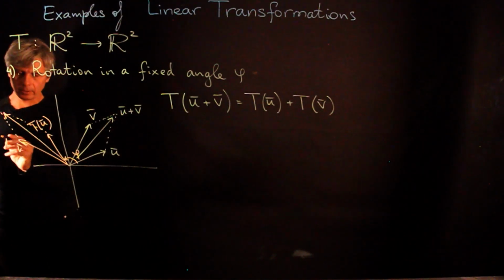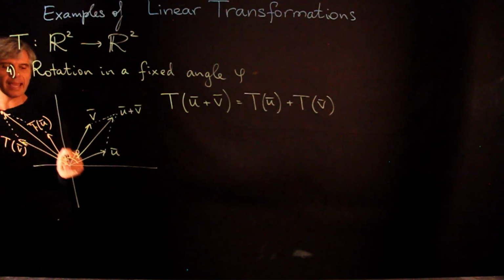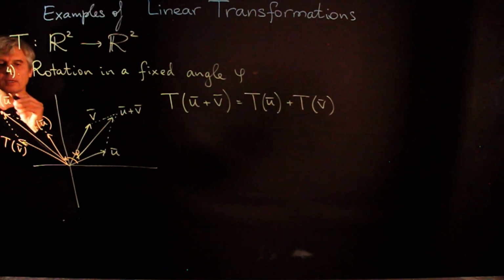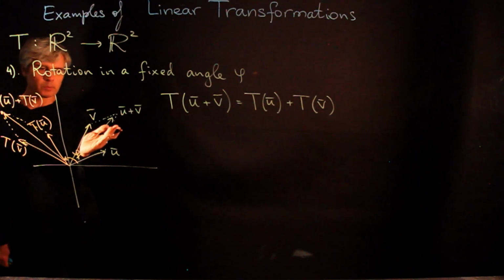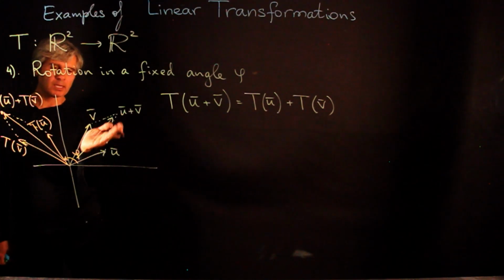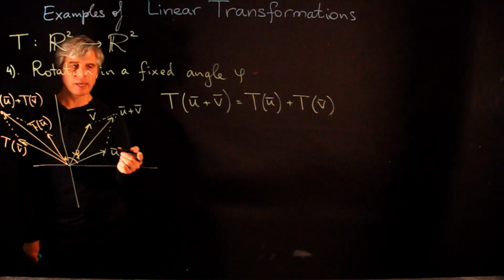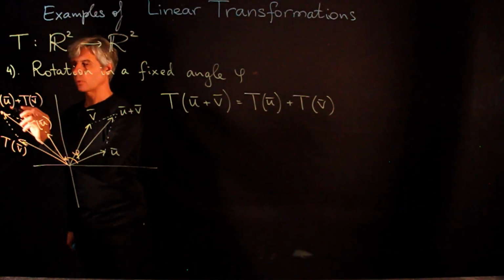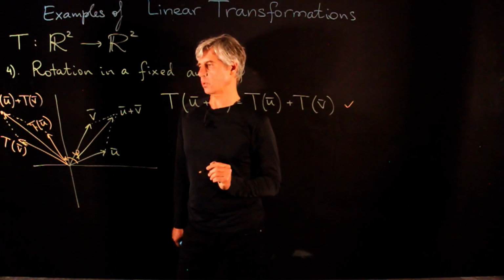So here, this is T of v, right? And then this diagonal is going to be T of u plus T of v, because when we rotate this parallelogram, we get this parallelogram. So this tells us that the image of u plus v is equal to T of u plus T of v. And we see that this property holds.